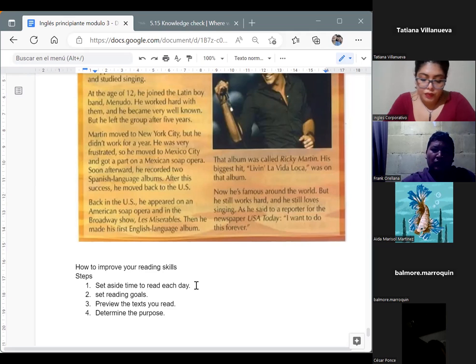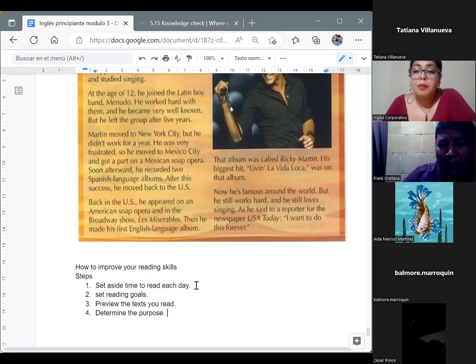Knowing your purpose for reading a text can help you look for the key ideas and details that support your purpose. Eso es determinar el propósito de la lectura. ¿Para qué está creada esa lectura? Puede ser un texto informativo, una historia ficticia, un manual donde tenemos que seguir diferentes pasos y ahí vamos a ir entendiendo mejor el propósito del texto.